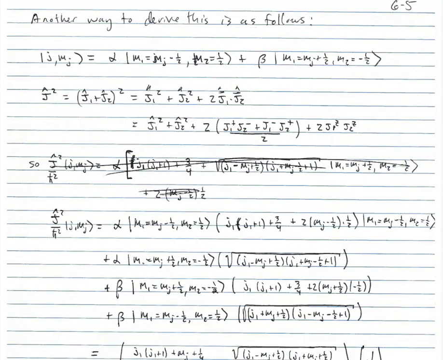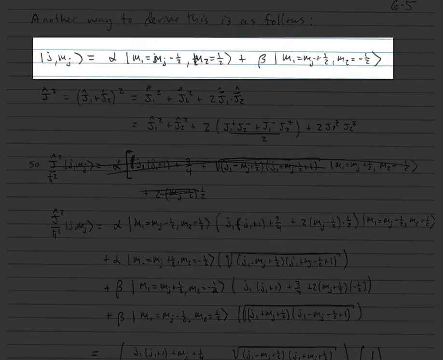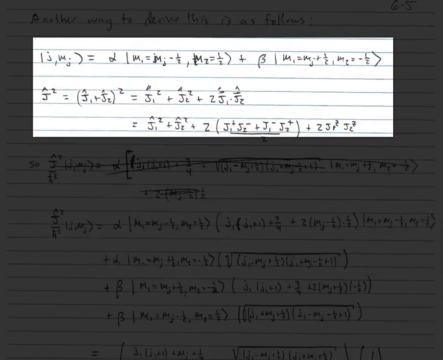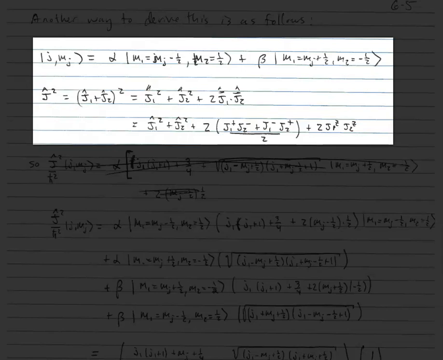All right, so the other way that we do it is we say that our state j comma mj is given by a linear combination of the two different states that I can construct that have the given value of mj. So that would be alpha with m1 equals mj minus a half, m2 equals a half, plus beta times the ket with m1 equals mj plus a half, m2 equals minus a half. And now what we do is we act the j squared operator on this, and we force it to have a definite j value. In fact, we actually know what the two possible definite j values are: j1 plus a half and j1 minus a half.